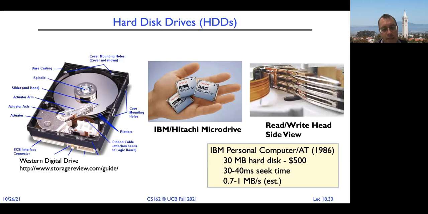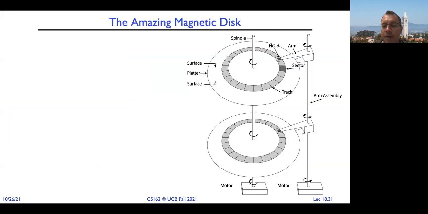Now, just to give you a sense, the first IBM personal computer was released in 1986, so that was 35 years ago. The hard disk cost $500. It was 30 megabytes, not gigabytes, megabytes. The seek time is how long it takes for a random access. To locate and write or read data randomly took between 30 and 40 milliseconds. And the maximum speed of transferring the data was 1 megabyte per second.